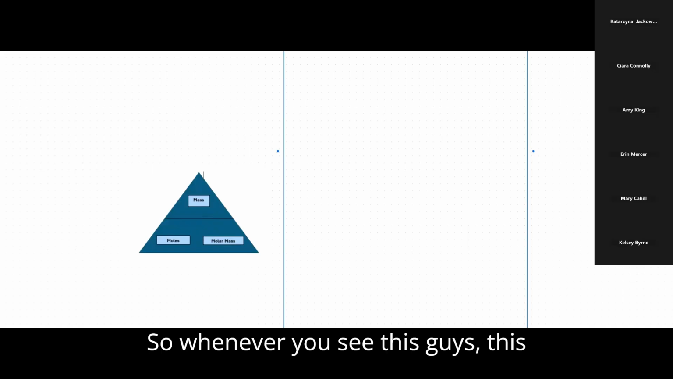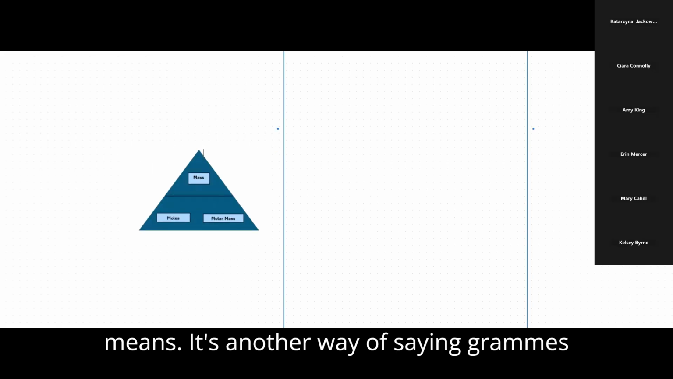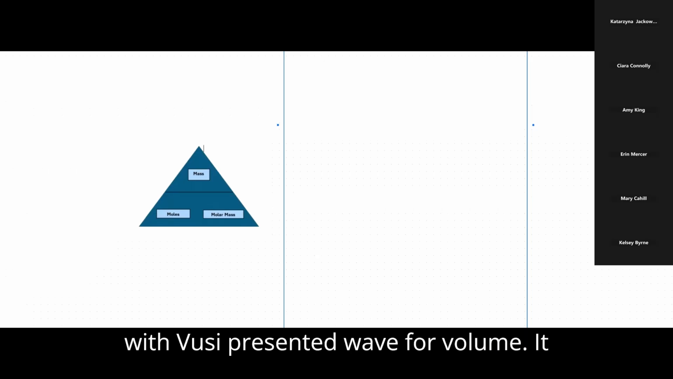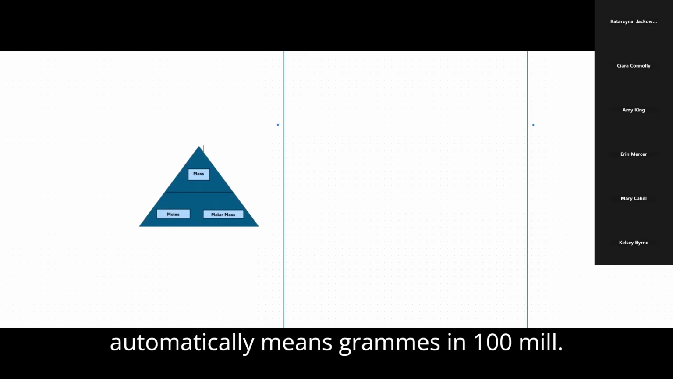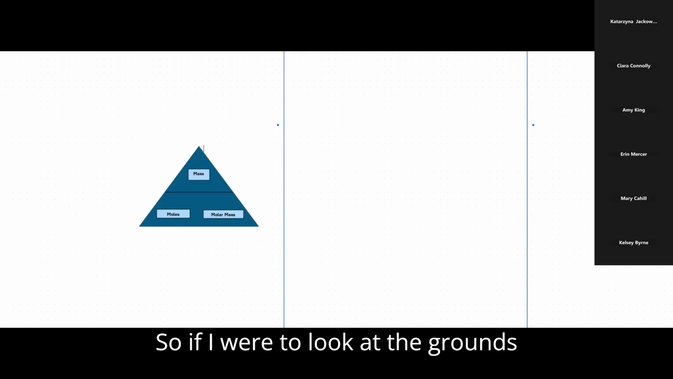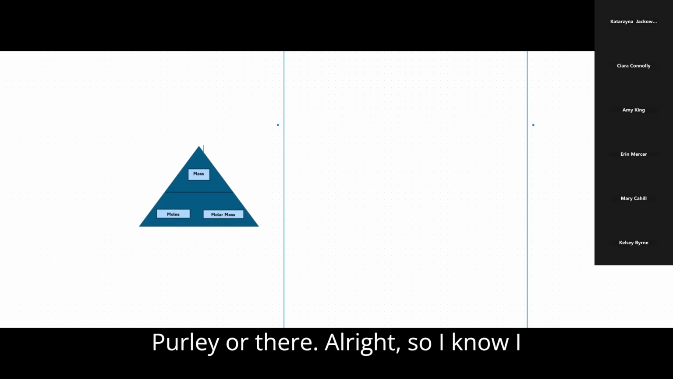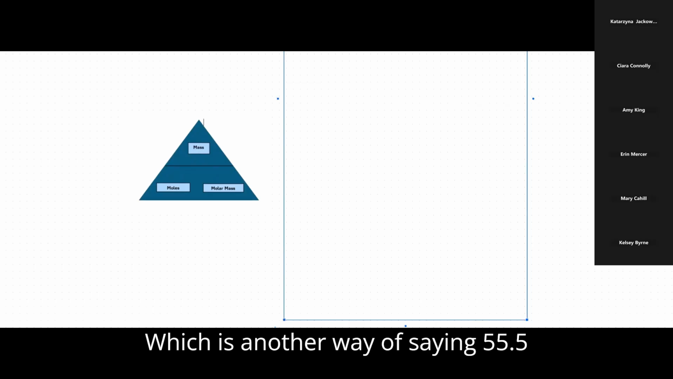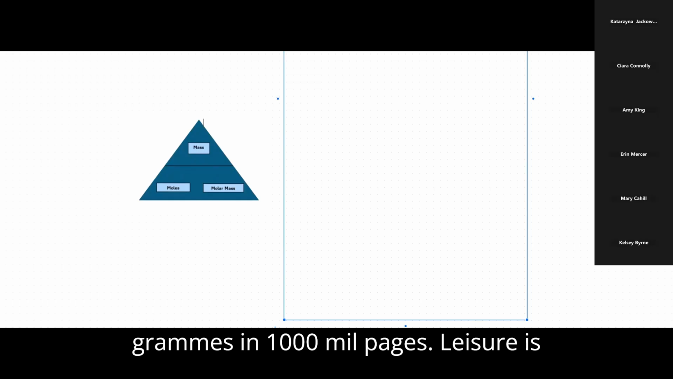So this one asks for percentage weight per volume. Whenever you see this, guys, it's another way of saying grams in 100 ml. No matter what you're working with, if you see percentage weight per volume, it automatically means grams in 100 ml. So if I look at the grams per liter there, I know I have 55.5 grams of acetic acid per liter, which is another way of saying 55.5 grams in 1,000 ml, because a liter is 1,000 ml.